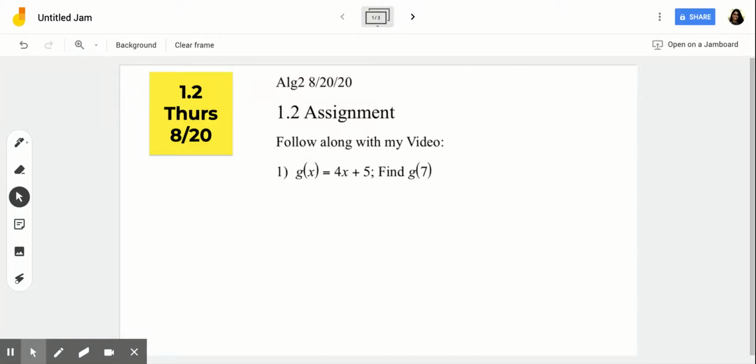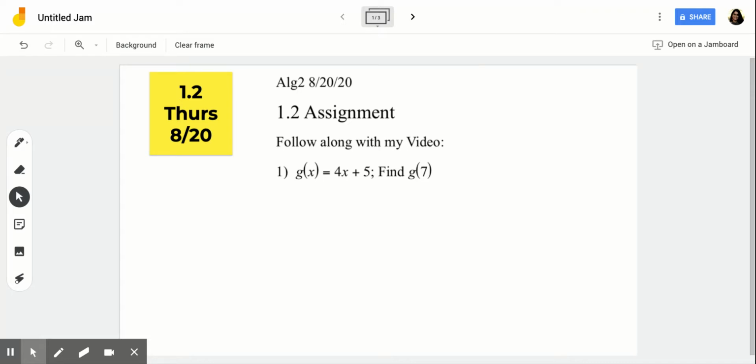So this is our first real assignment. Today is Thursday, August 20th, and we are going to be continuing our investigation into functions and how we can use inputs to get outputs. So I am going to do the first 4 problems with you that are on the worksheet.